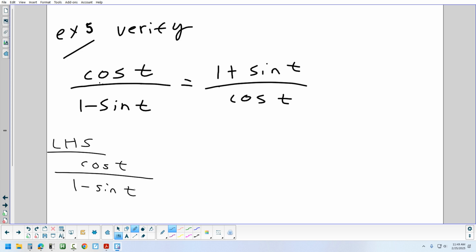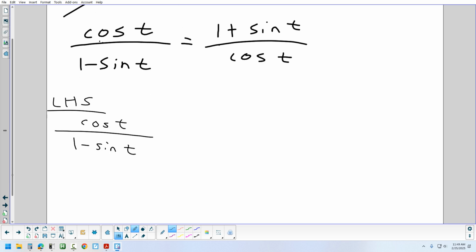Let's go through all the different tricks. Should we try changing that to sines and cosines? We already are. It already is. That's not going to help. Should we try a common denominator? There is no common denominator. That only applies if you have two separate fractions. This is one big fraction. Okay, so common denominator, that's not going to help.